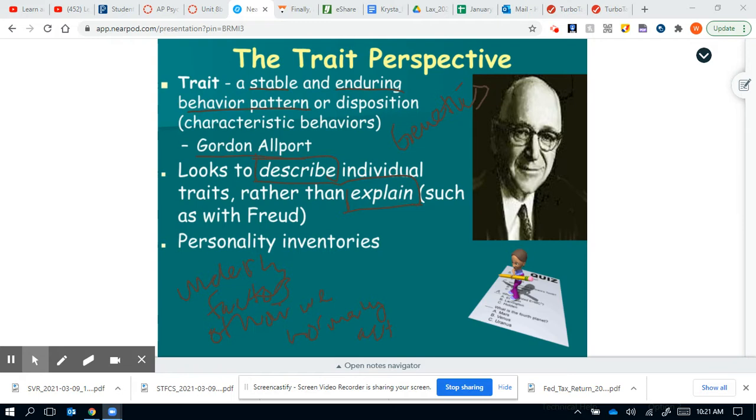The other thing that's unique about this theory is, while the other theories look to say how people are similar, this one looks to see how we differ from one another.